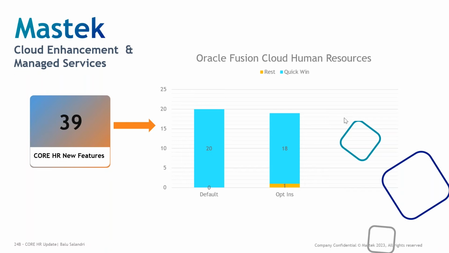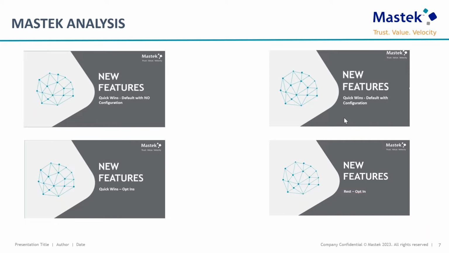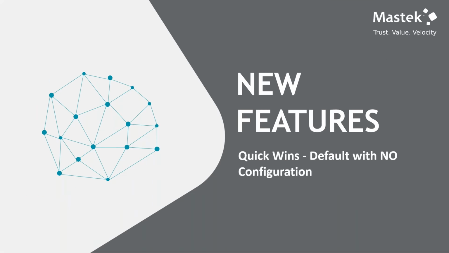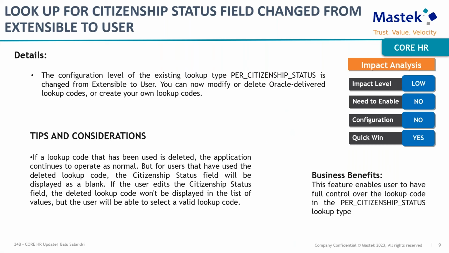So moving ahead, let's go through the quick wins, which are default with no configurations. The first feature comes up in the lookup area. We have the lookup citizenship status field changed from extensible to user. The configuration level of this existing lookup type is changed from extensible to user.